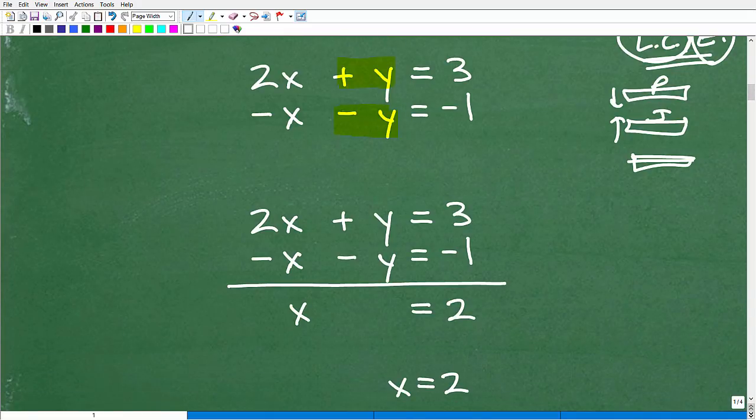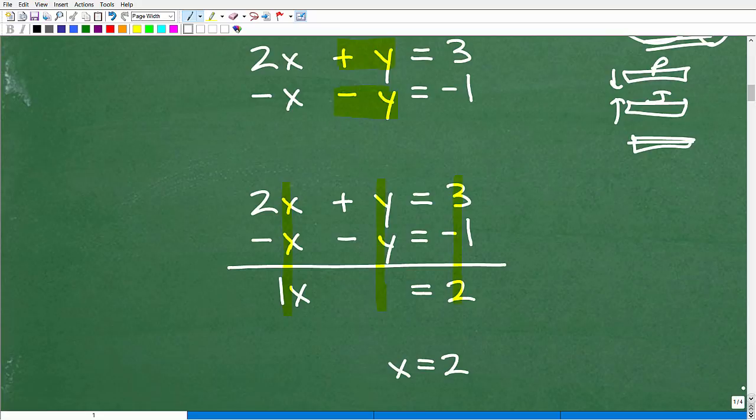All right, so now I'm going to combine these two. I'm doing this combination. So I'm just adding down in this manner. So I'm going to add 2x plus this -x, which is just 1x or x, okay? The y's go away. That's what I wanted, okay? Plus 1y minus 1y is 0y. That's gone. And then I have 3 plus a -1, or 3 minus 1, that's 2. Okay, so now I have 1x is equal to 2, or x is equal to 2. So I have x is equal to 2.